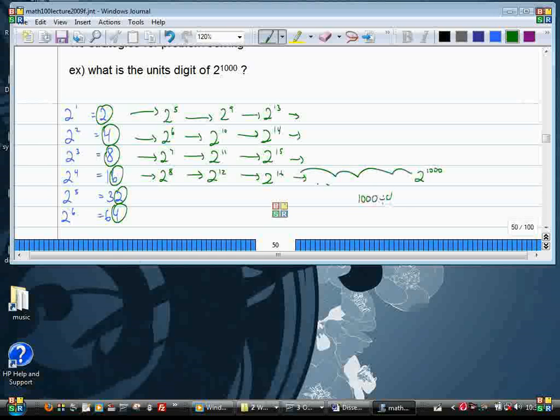Since 1,000 divided by 4 has remainder 0. Okay. So finally, what's the answer to this question? What is the units digit of 2 to the 1,000th? It's 6. And there you go. So the answer is 6.